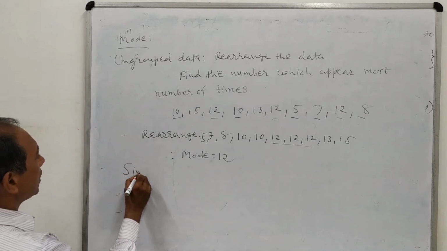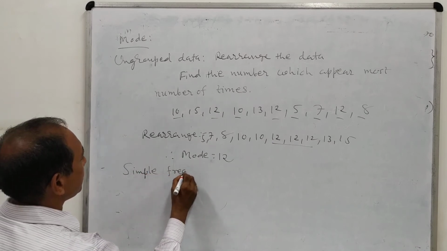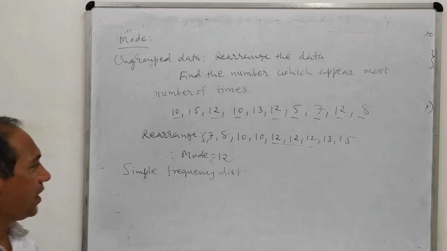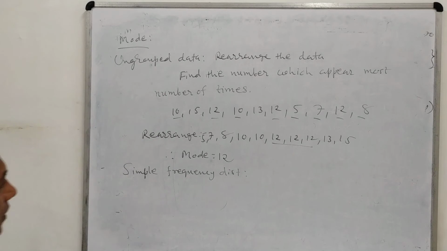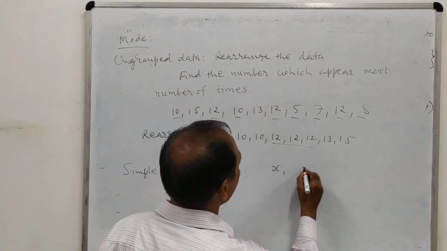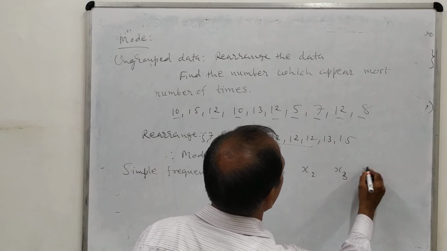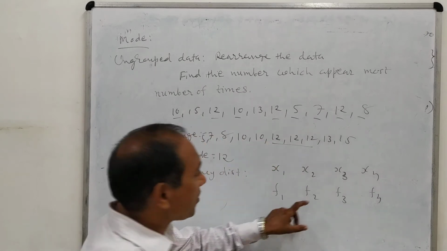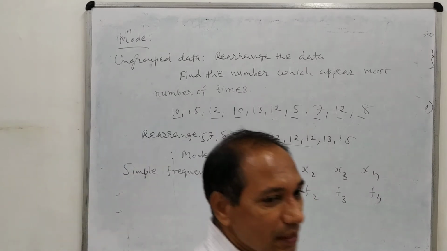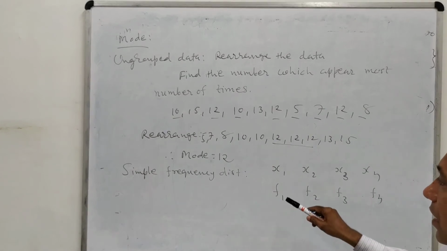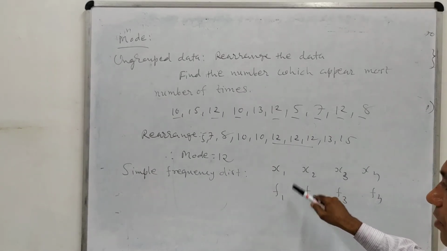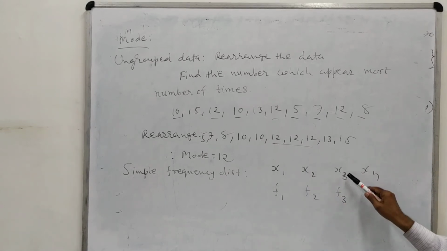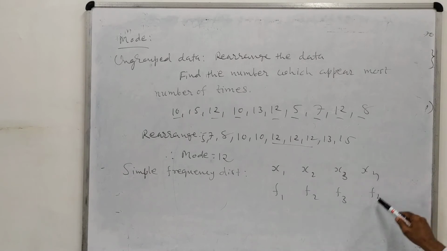Similarly, for a simple frequency distribution, we can find the mode very easily. Because in a simple frequency distribution, what is given to us? The values of X: X1, X2, X3, X4, and the corresponding frequencies F1, F2, F3, F4. Frequency means the number of times a value appears. That means X1 appears F1 times, X2 appears F2 times, X3 appears F3 times, and X4 appears F4 times.